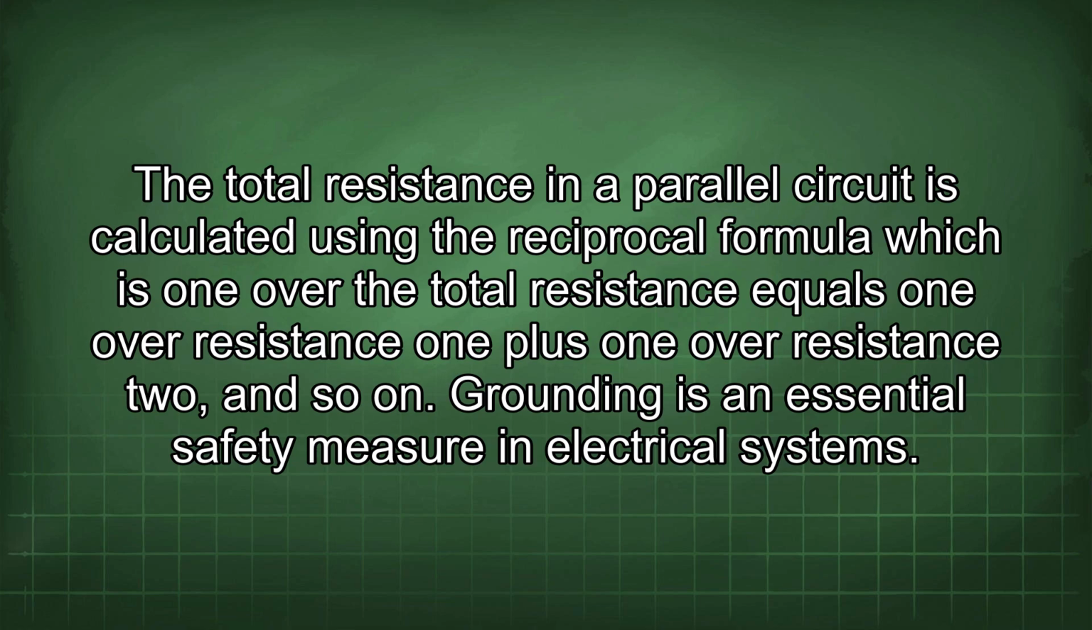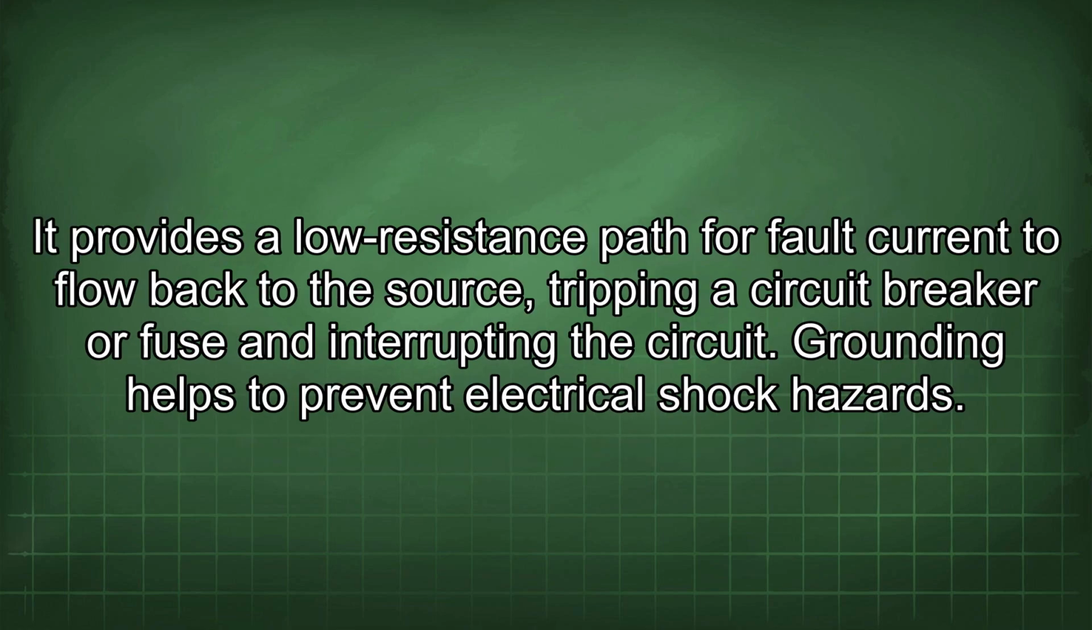Grounding is an essential safety measure in electrical systems. It provides a low resistance path for fault current to flow back to the source, tripping a circuit breaker or fuse and interrupting the circuit. Grounding helps to prevent electrical shock hazards.